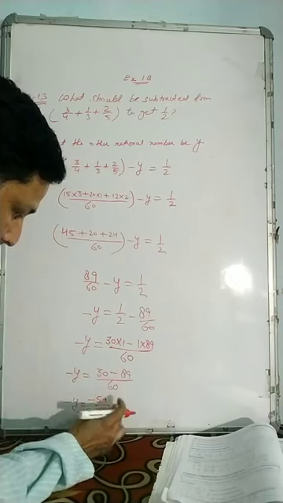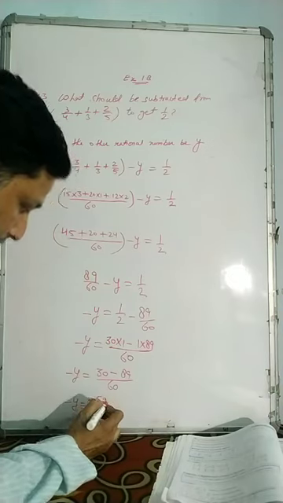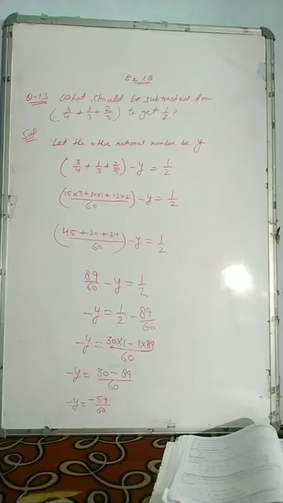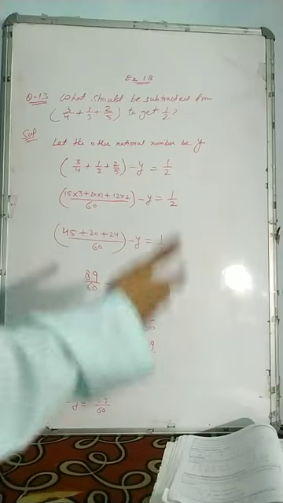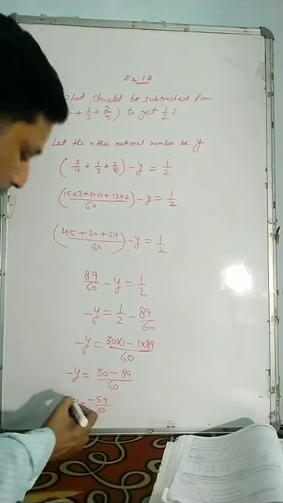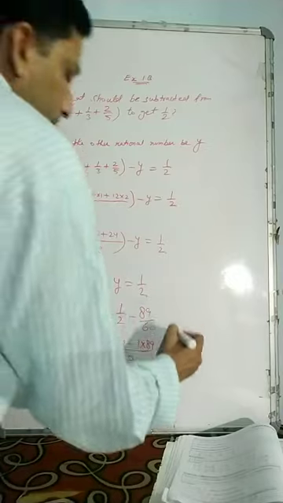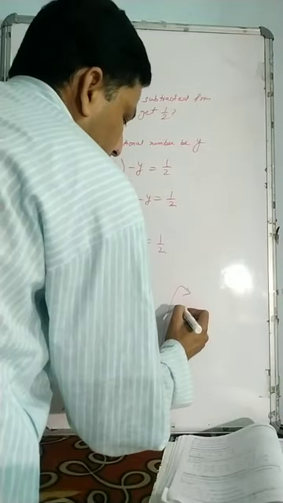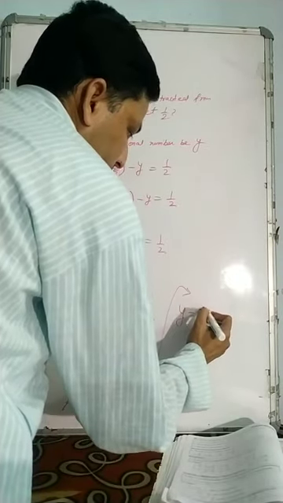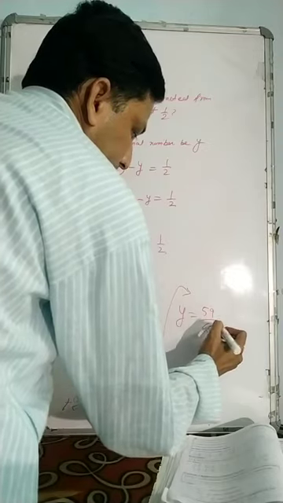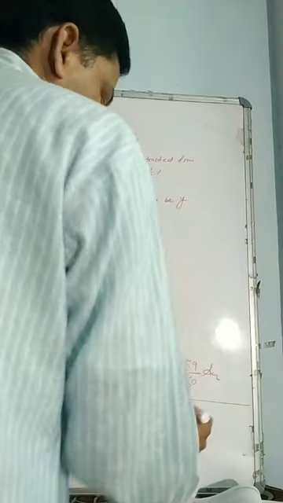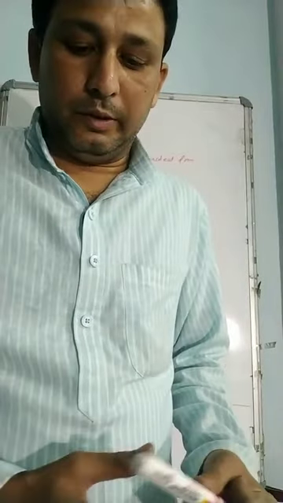upon 60, and here again you can see that the negative symbol is present on both sides, on the left hand side as well as on the right hand side, so they cancel each other, minus divided by minus. So the final answer will be y equals 59 upon 60. That is the answer. Now it's all about doing this exercise in your register.